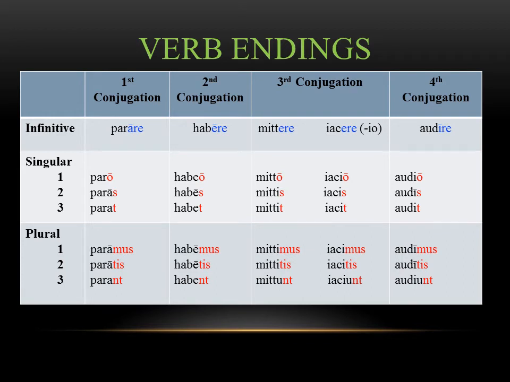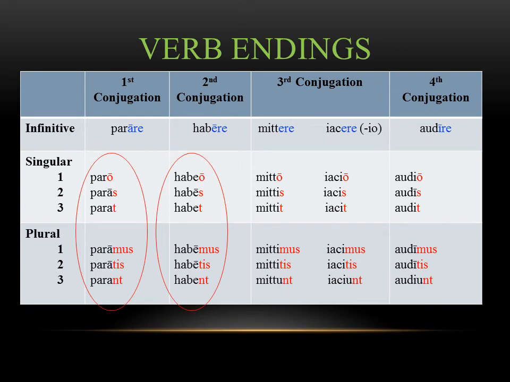So let's look at our chart of verb endings. The first thing you want to notice is that we've broken these up into their conjugations. And again, the conjugations are based off the infinitive. So you'll notice here in blue, the infinitive endings are marked. First conjugation, -are, second is long -ere, third, short -ere, and fourth is -ire. You always want to look at the infinitive to figure out the conjugation.